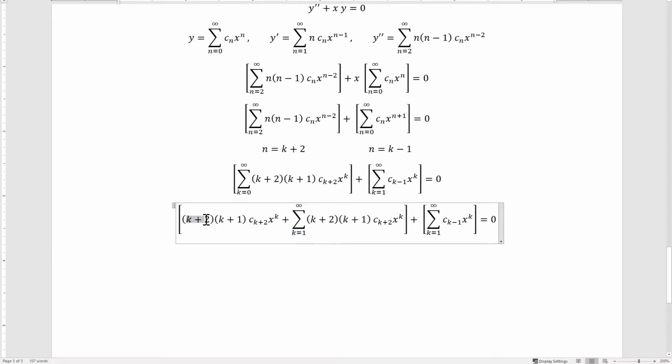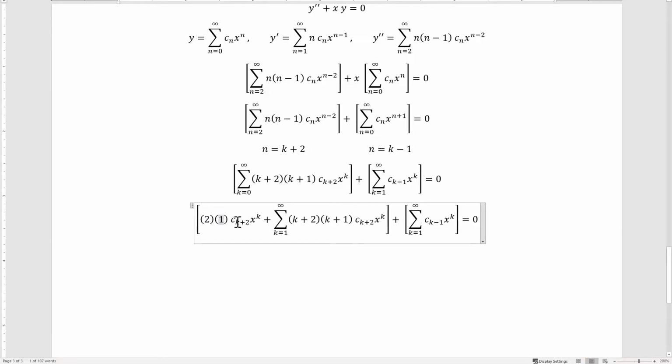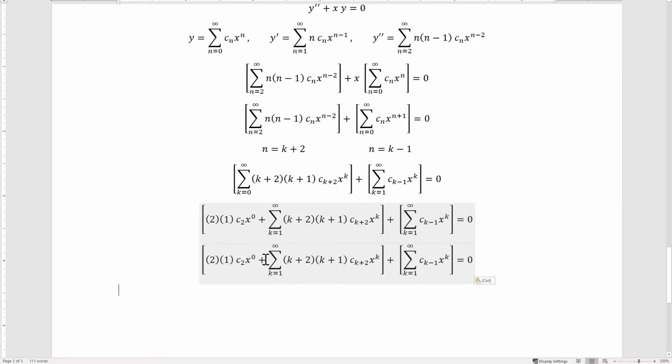So when k is equal to 0, we have a 2. When k is equal to 0, we have a 1. K is equal to 0, our subscript is going to be 2. And then we have k to the 0th power. That's just going to be 1. So this is a constant term. And we don't have any other terms to combine with, so we're going to take this out as a constant term, and we're going to combine these two series. So let's go ahead and do that. Let's take this series here and combine it with this series here.